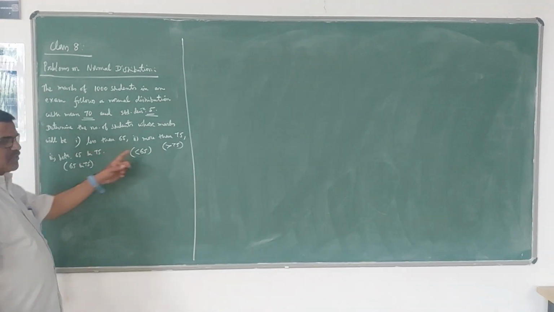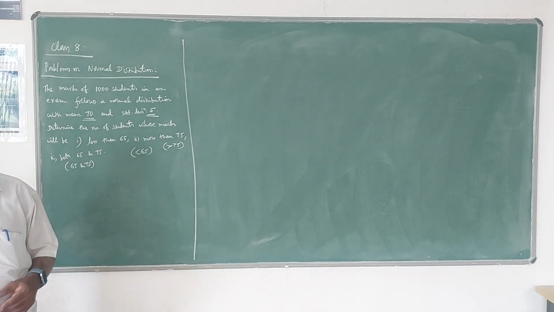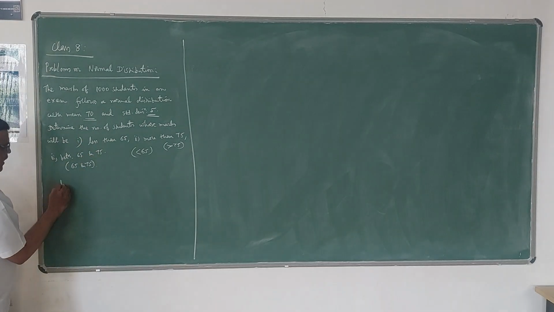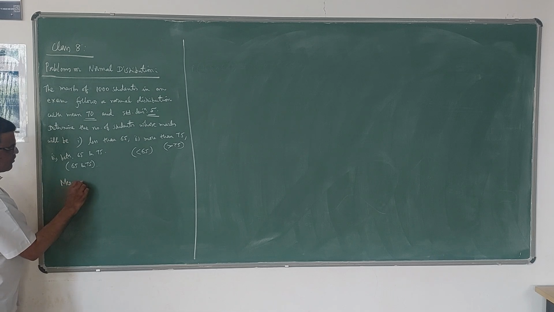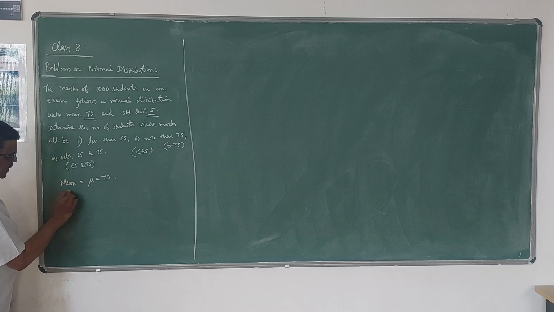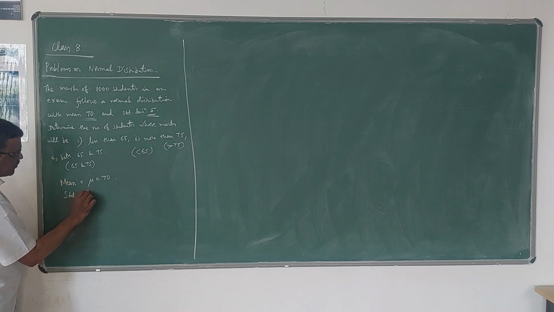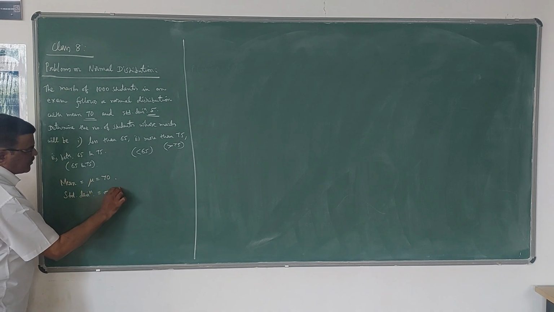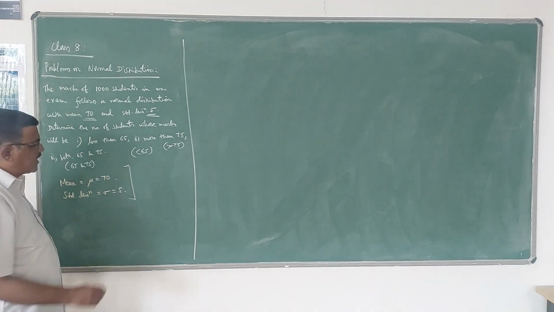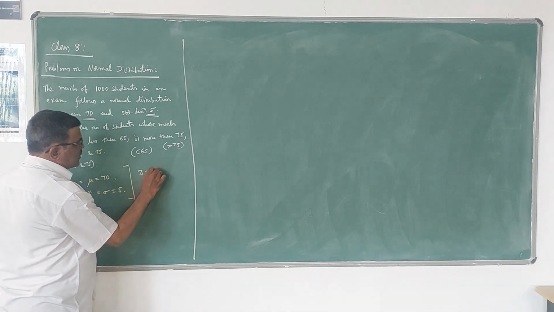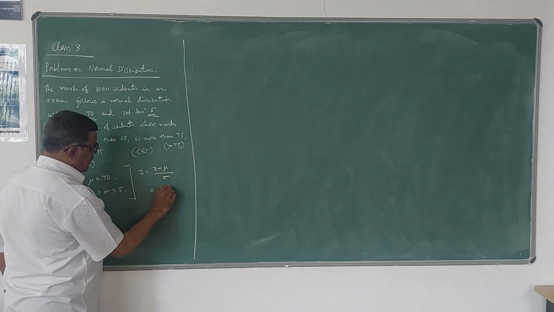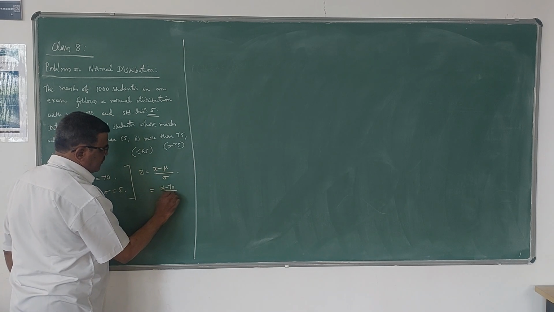So these are the x values: 65, 75, between 65 and 75, they are the x values. Since he has given the mean and standard deviation, mean is mu, 70, and standard deviation sigma is 5. We can convert this x to z, the standard normal variate: z is equal to x minus mu by sigma, x minus 70 by 5. This is z.